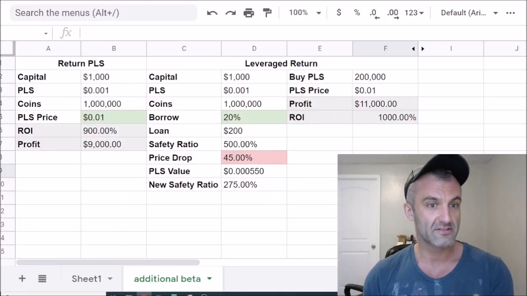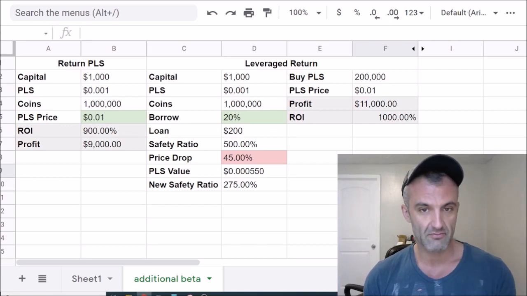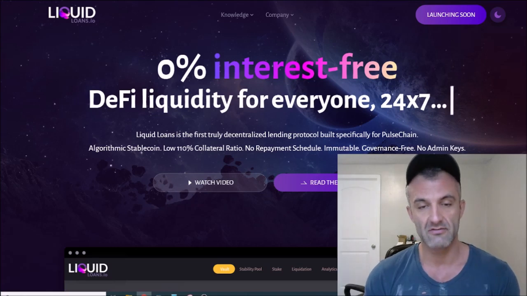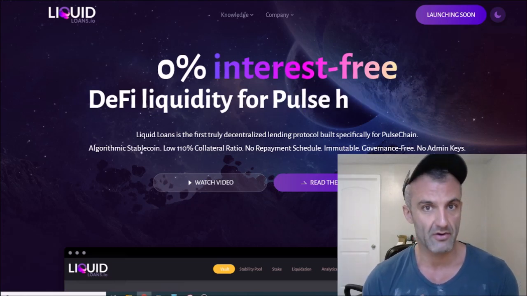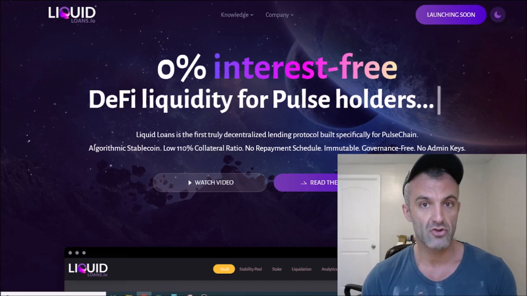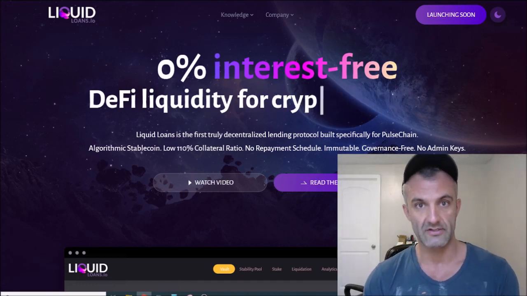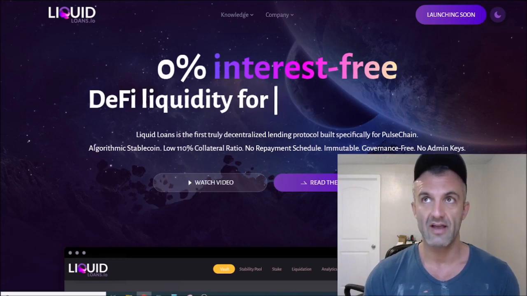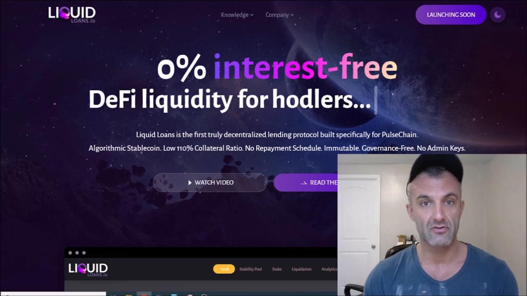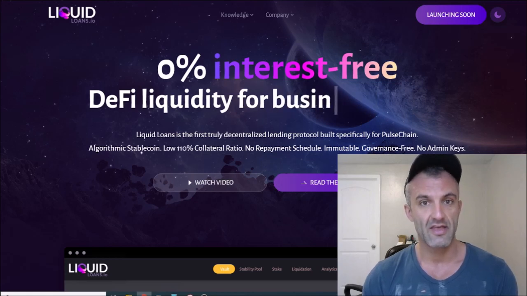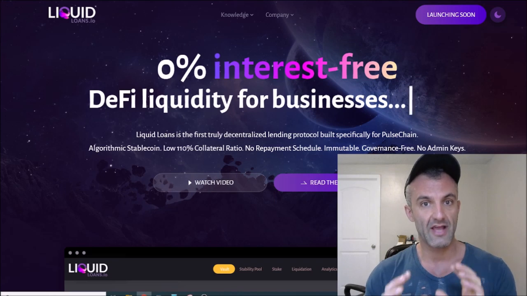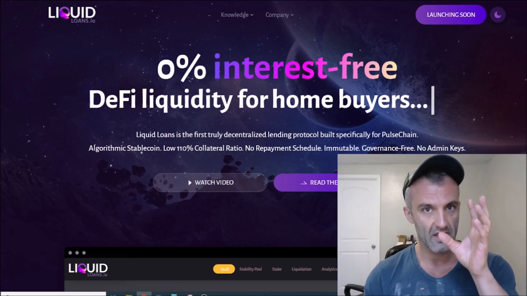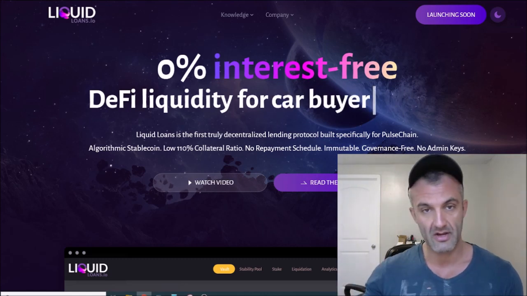Now, this is going to be awesome. So, if you're not familiar with what Liquid Loans is, basically you get free money in the sense that there's no interest and there's no payback period for the money you borrow against your holdings of Pulse. In that example where you have the house, you put down $5,000 and then you get a loan for $95,000, that house is collateralizing your loan. So with Liquid Loans, you take your Pulse and you collateralize it and you pull some money out against it.